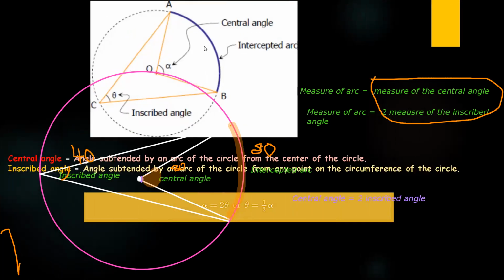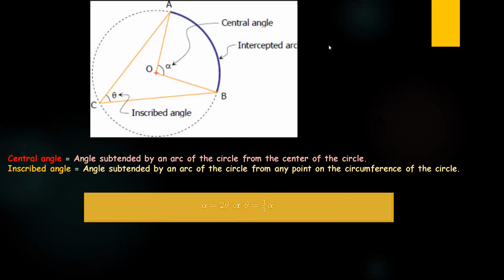So here, as we said, this is a central angle, this is an inscribed angle, and this is the intercepted arc. Now let's see the definition of the central angle. It is an angle subtended by an arc of the circle from the center of the circle. And the inscribed angle is an angle subtended by an arc on the circle from any point on the circumference of the circle.